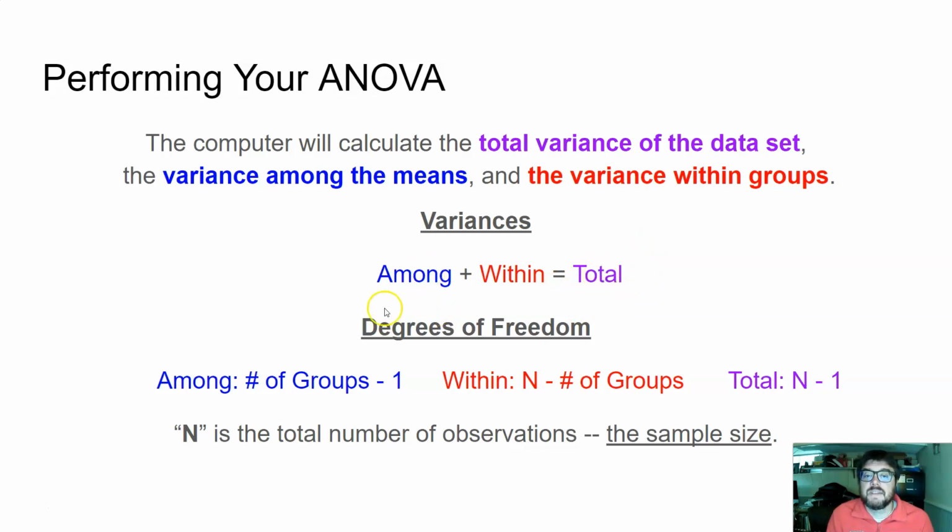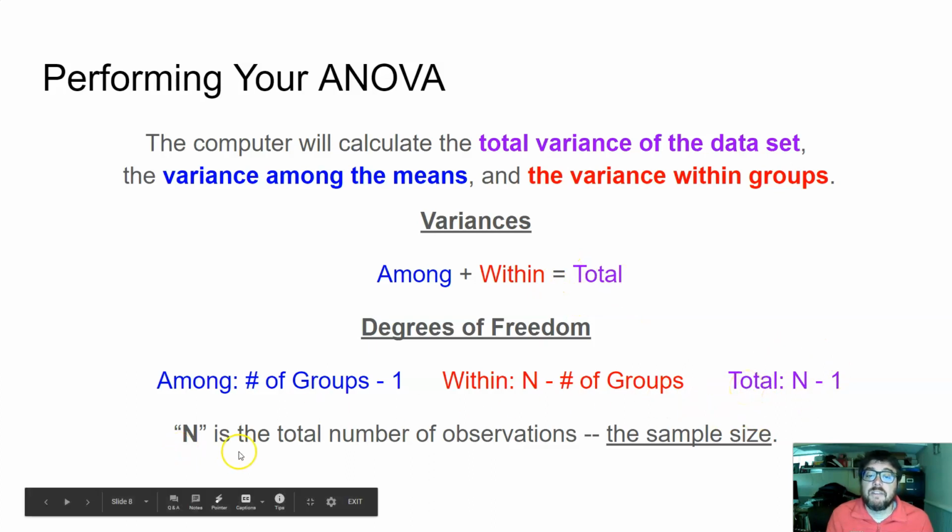So for this variance, because there's one observation for each group, the degrees of freedom is the number of groups minus 1. For this variance, the degrees of freedom is the sample size minus the number of groups, because we have to find a mean for each group. And that gives us a total number of degrees of freedom of n minus 1, where n is the sample size.